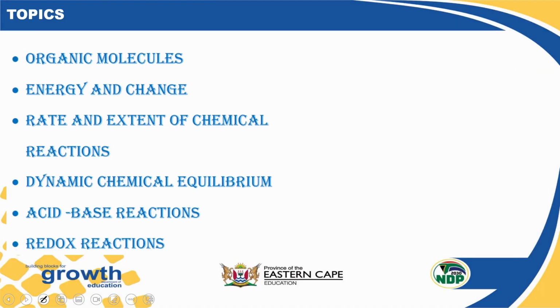Today's lesson is about the overview of Paper 2. Paper 2 is composed of different topics. There are organic molecules, energy and change, rate and extent of chemical reactions, dynamic chemical equilibrium, acids and bases, and redox reactions. So those are the topics that Paper 2 covers.